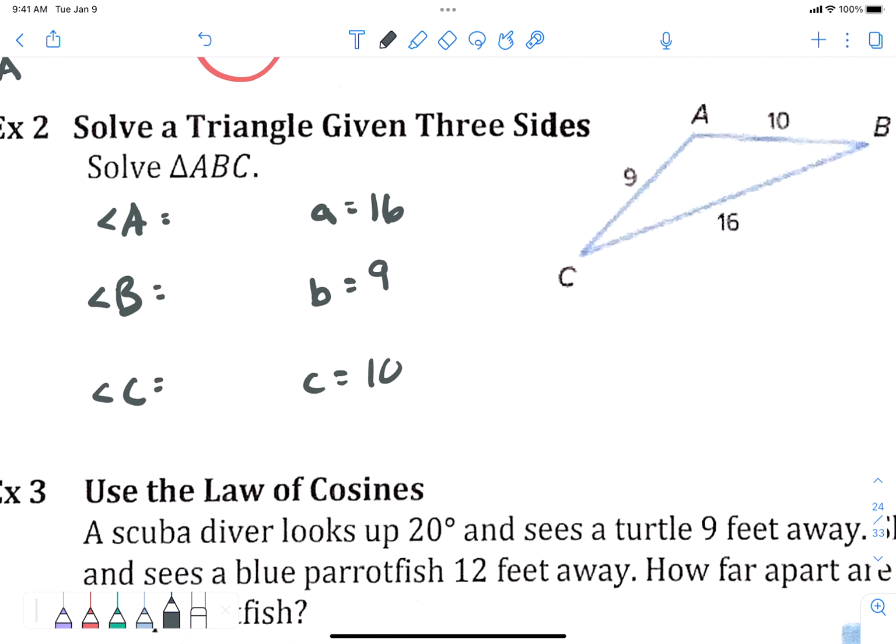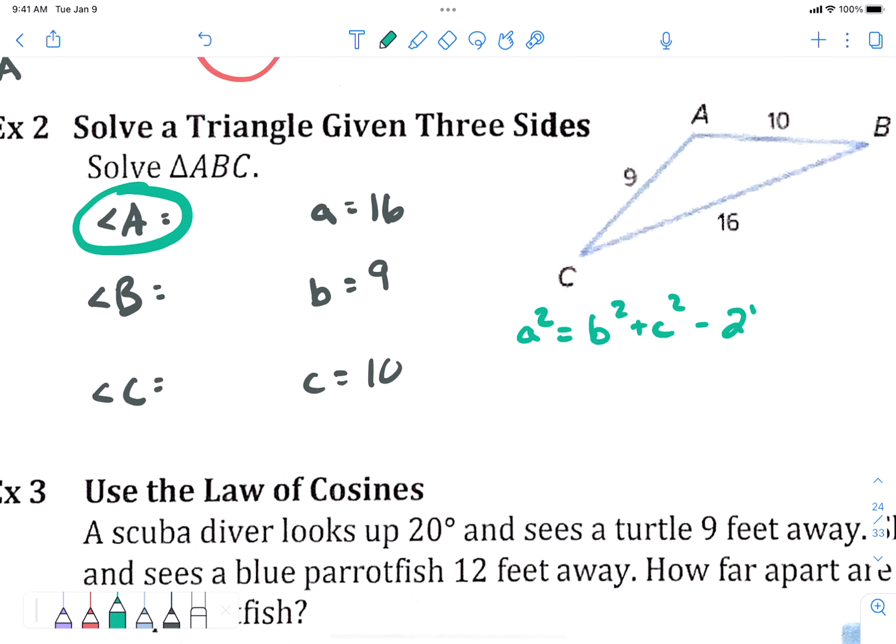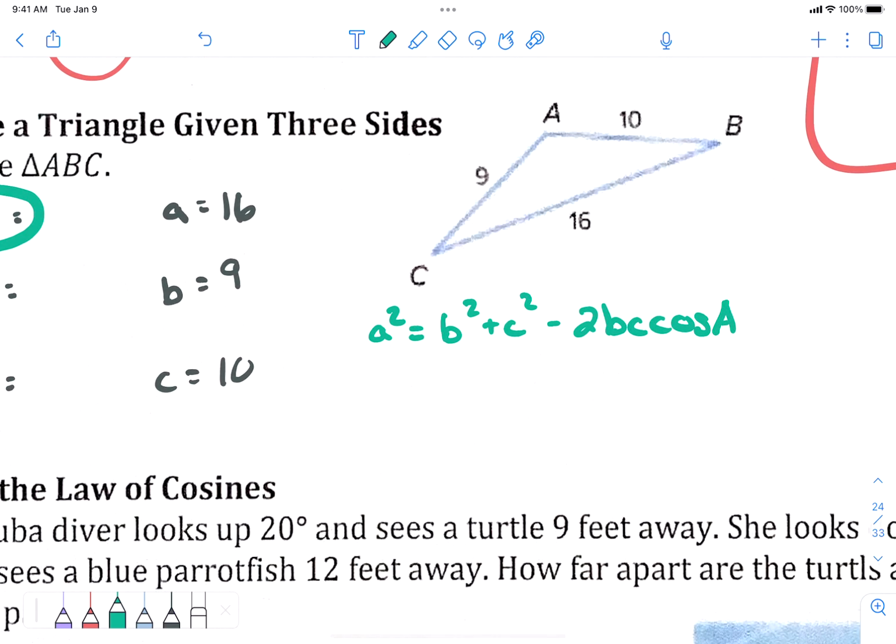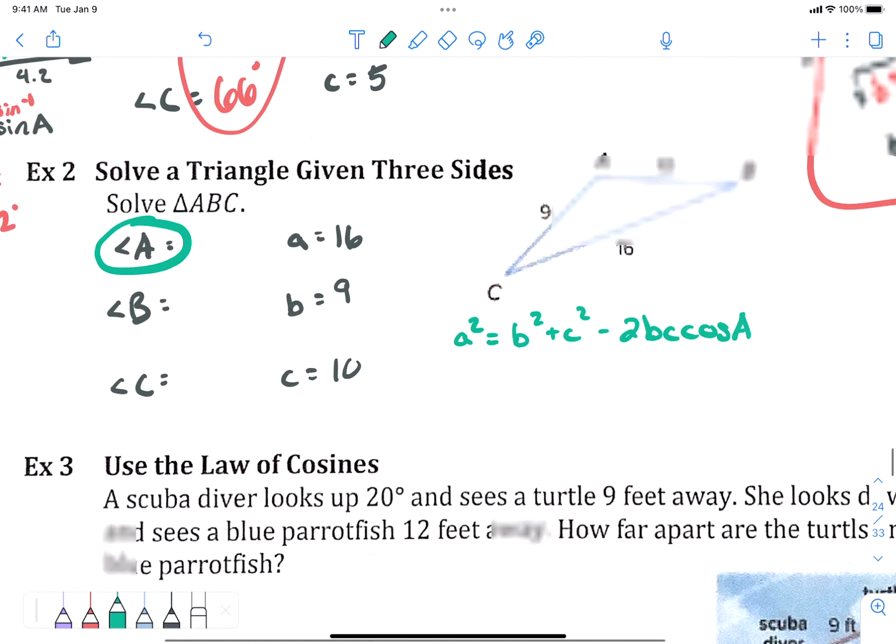Which angle would you like to solve for first? Sure. Angle A, okay, we'll solve for angle A. So when we do the law of cosines, that means we're doing the one that has cosine of A. So a squared has to be here. Then we'll have b squared plus c squared minus 2bc cosine of capital A. This is the formula from up above that we're using if we're solving for angle A.